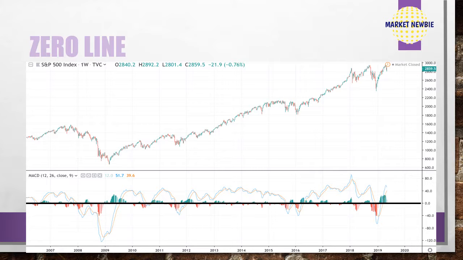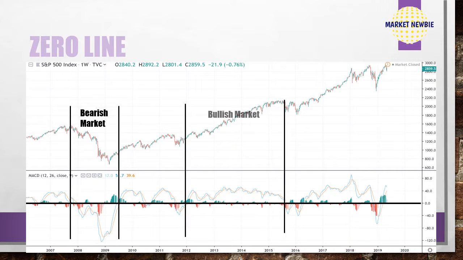This method is very simple. We can define the MACD line above the zero line as a bullish market, and the MACD line below the zero line as a bearish market. We will still use the weekly chart of the S&P 500 as our example. We can see from the chart an example of a bullish market and an example of a bearish market that agree with the definition.